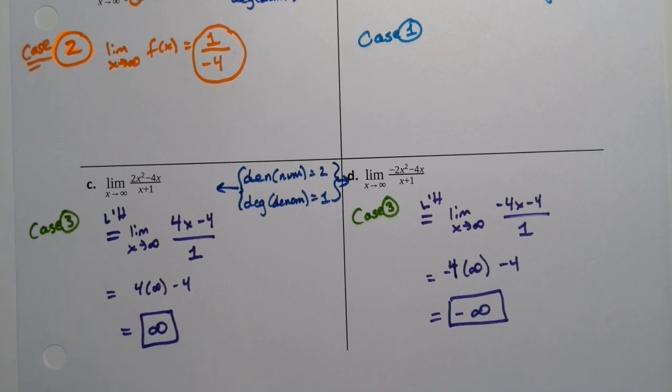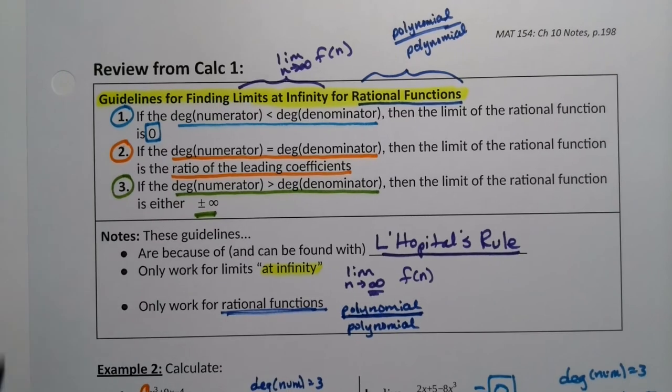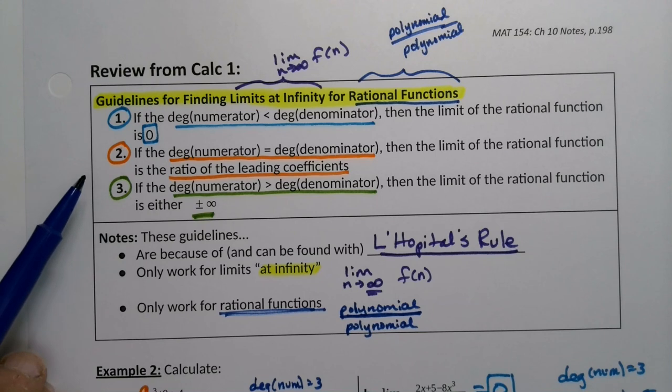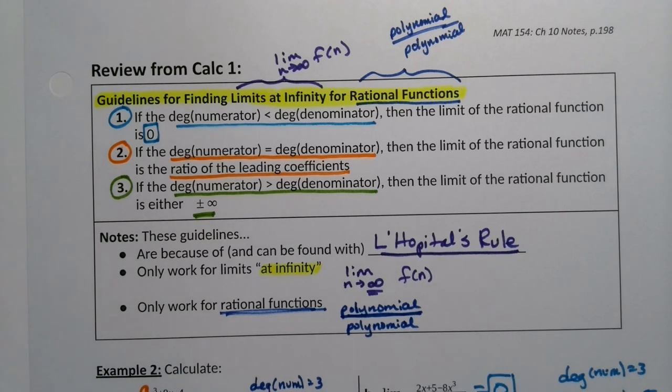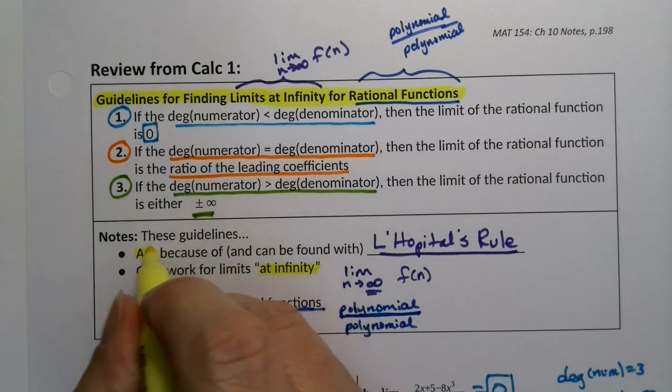Nevertheless, we will use these guidelines on this page throughout the next couple chapters. So just be prepared to refer back to them on a regular basis because we'll use them a lot without bothering to show the L'Hopital's rule. But recognize that L'Hopital's rule is where they come from. So L'Hopital's rule is how you could prove them or do them by hand if you had to.